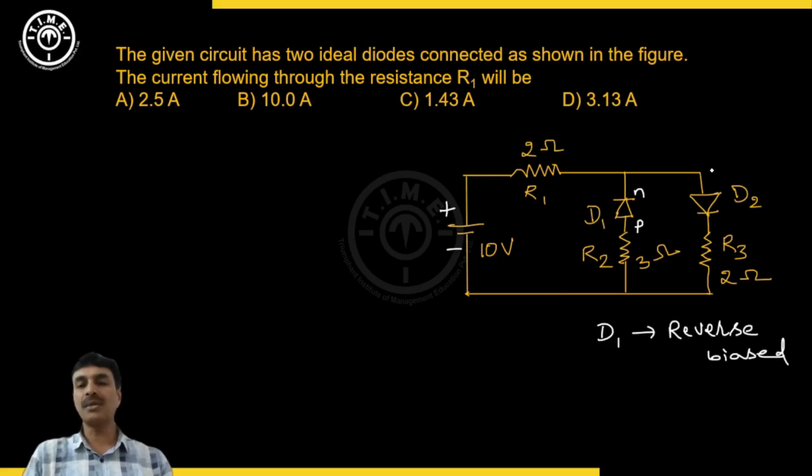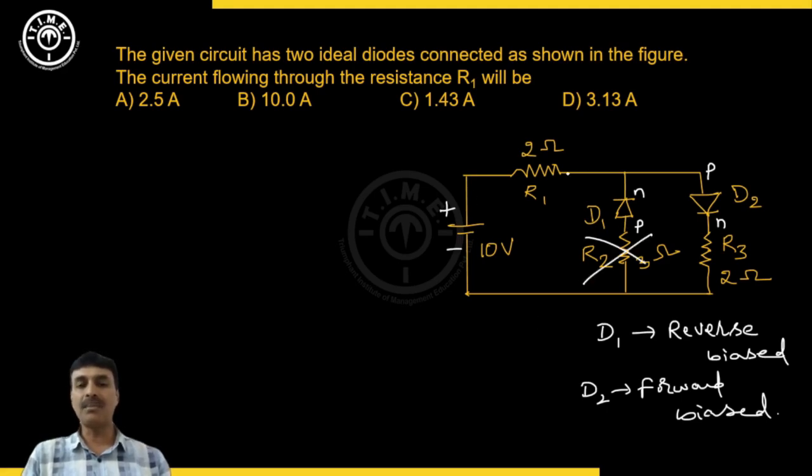What about D2? See, the positive terminal of the battery is connected to the P region and the negative terminal of the battery is connected to the N region. So D2 is forward biased. It is forward biased. So conduction happens only through D2, and as D1 is in reverse bias mode, no current will pass through this.